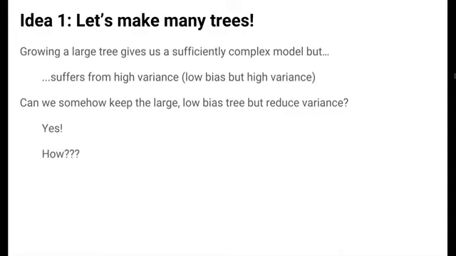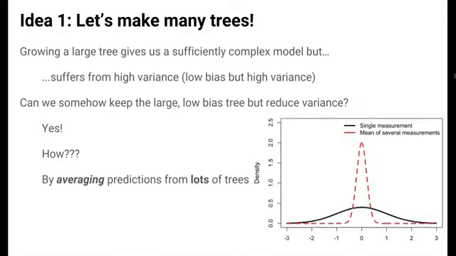It turns out we can, but how? The idea will be to take predictions from lots of trees and average them together. This is the idea that averages of measurements are less variable than the individual measurements themselves. So this is an idea that probably came up in Math 155 when you learned about the central limit theorem.